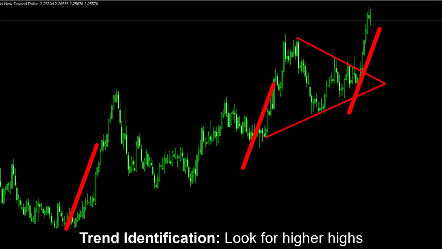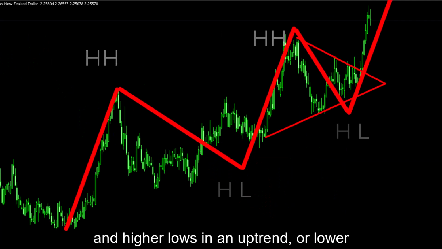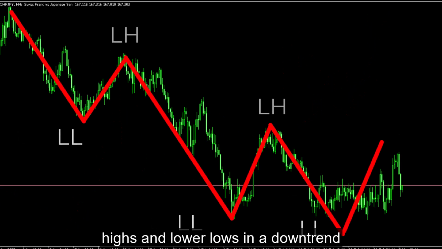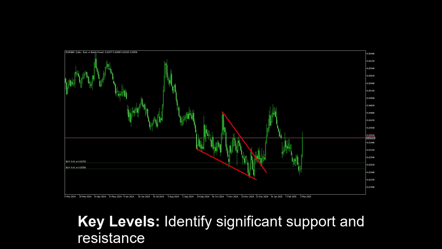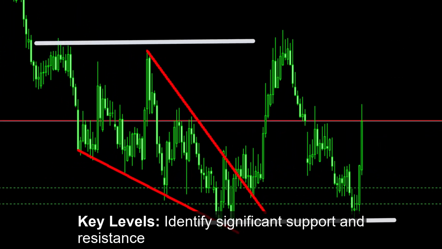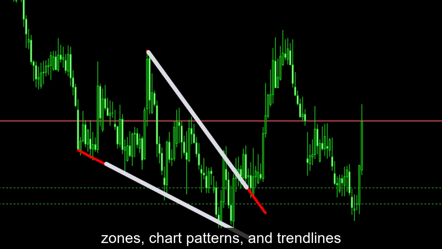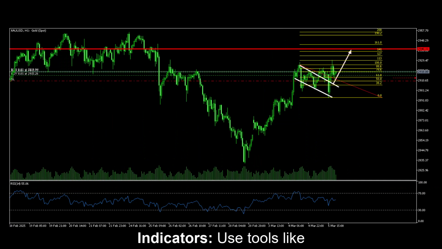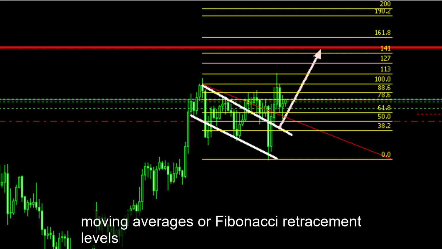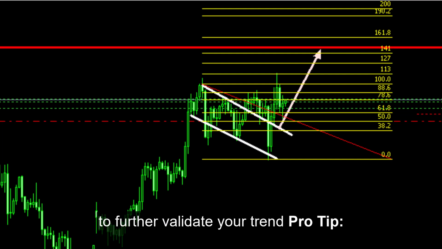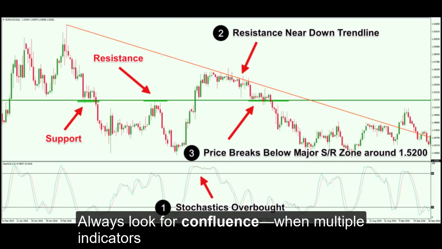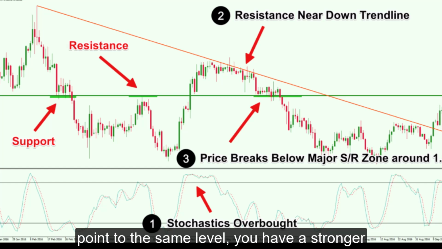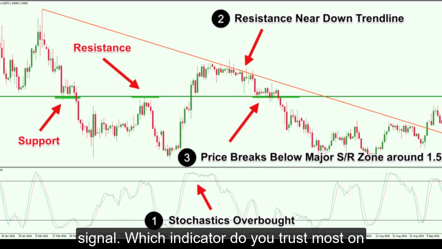Trend identification. Look for higher highs and higher lows in an uptrend, or lower highs and lower lows in a downtrend. Key levels. Identify significant support and resistance zones, chart patterns, and trend lines. Indicators. Use tools like moving averages or Fibonacci retracement levels to further validate your trend. Pro tip. Always look for confluence. Where multiple indicators point to the same level, you have a stronger signal.